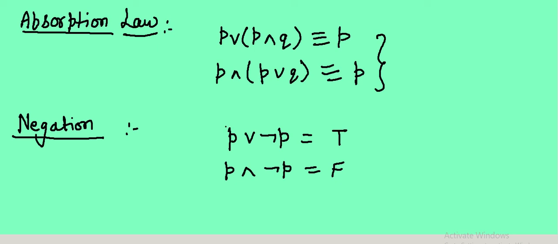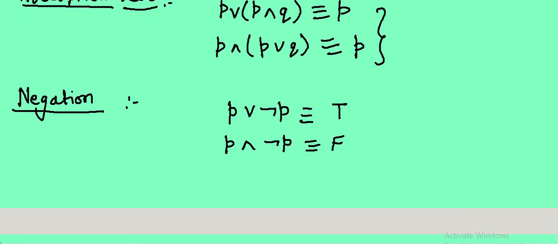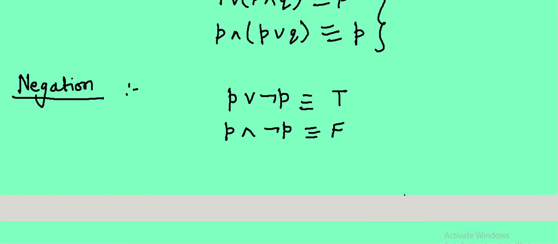Because in this case, if I take the value for P as true, then not P will be false because it is negation. So true or false will be true, because in disjunction we know that if one of the propositions is true, then it is true, right? So this is the equivalence symbol, because these two are equivalent. So this is all about the negation law.